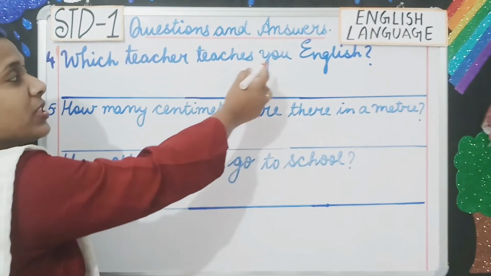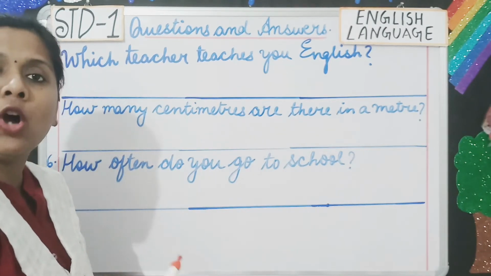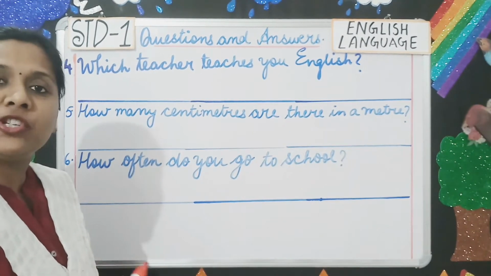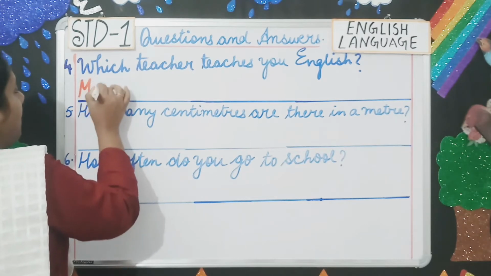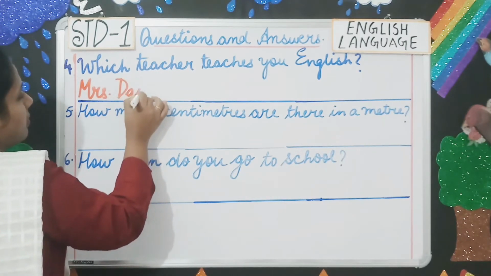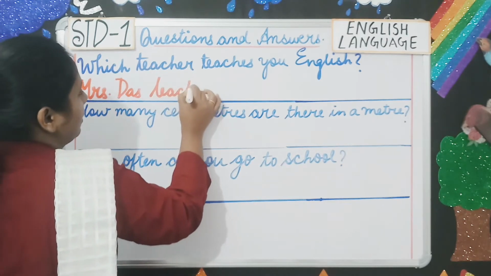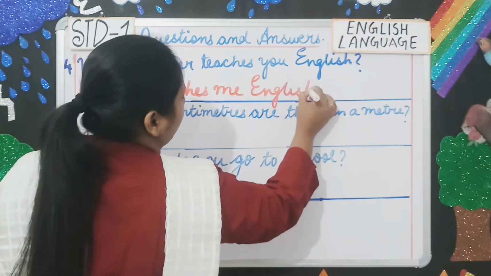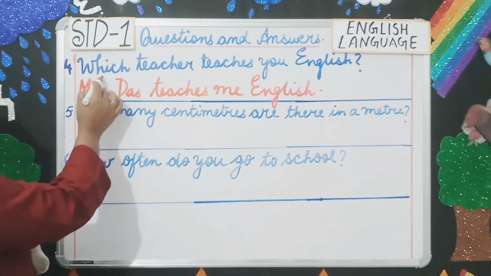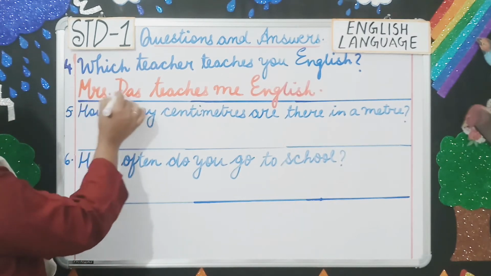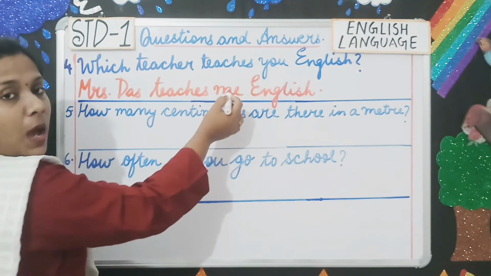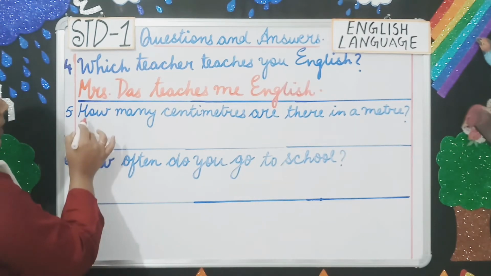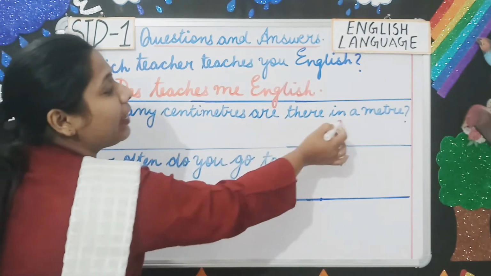Which teacher teaches you English? So here you have to name your teacher. So you can write, I'll write here Mrs. Das. You can write your teacher's name. You will write Mrs. Das teaches me English. So how we framed this answer? In place of which you will write your teacher's name, Mrs. Das. Then teaches you becomes me. English will remain as it is. Clear students?